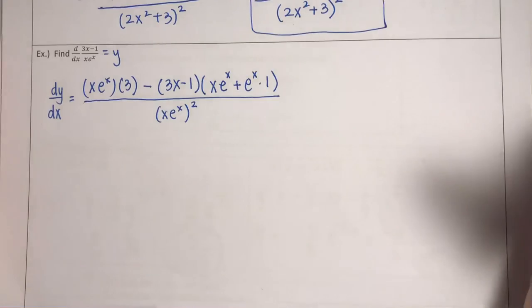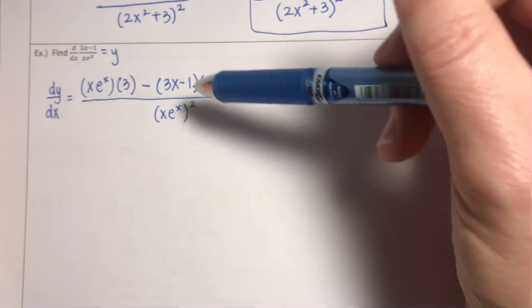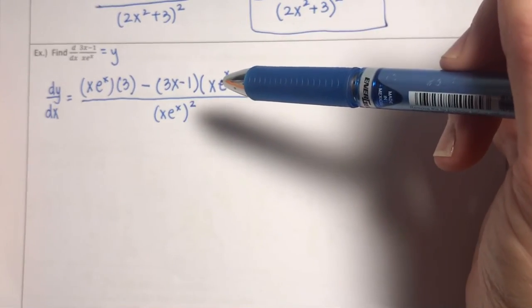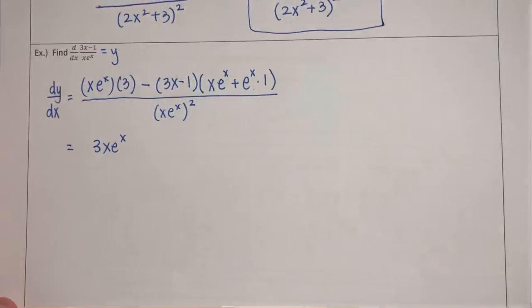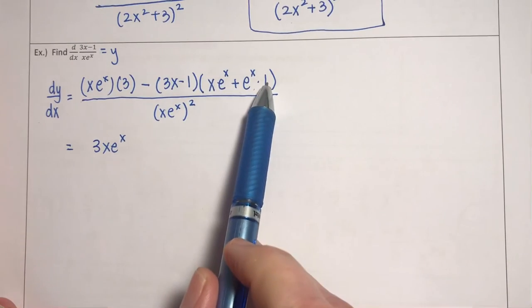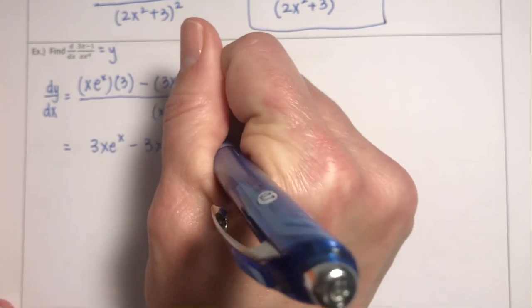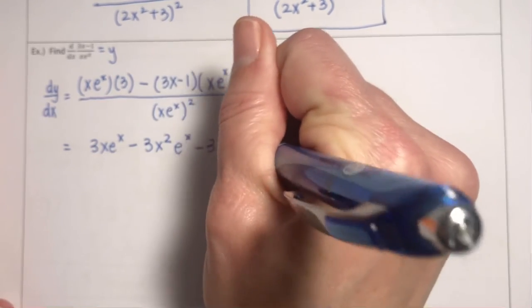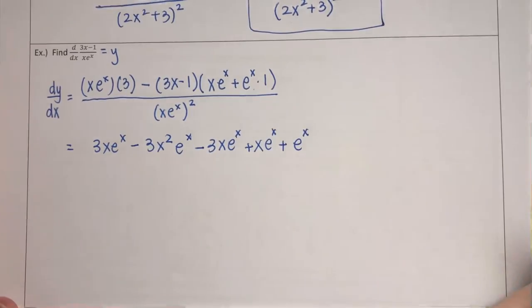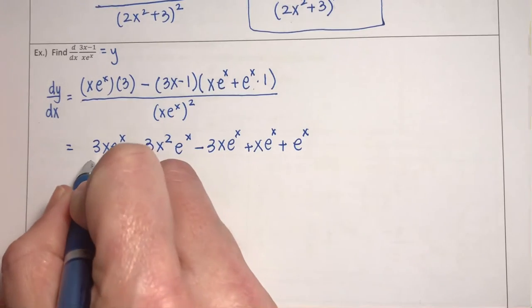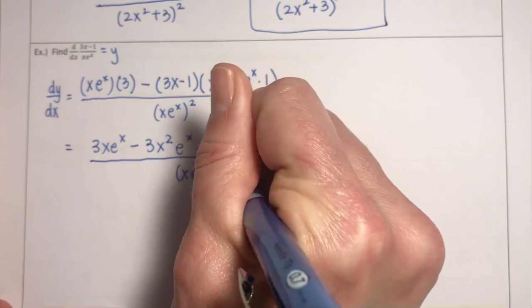So from here, again, we need to clean this up. We need to multiply this all out and FOIL it and combine like terms. So from here, we have 3x e to the x. Simplifying this and multiplying this out and distributing the negative, we should have negative 3x squared e to the x minus 3x e to the x plus x e to the x plus e to the x. And then this is still all divided by x e to the x squared.